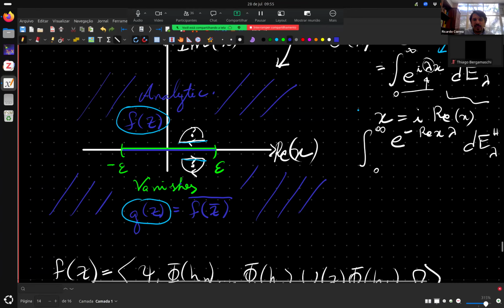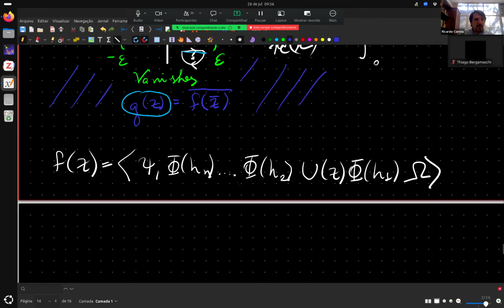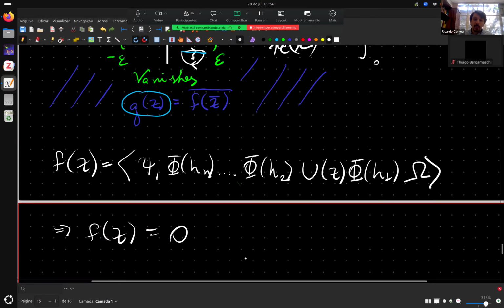But if the function vanishes in this whole blue region, the only part that's out is the white part, the white piece of real line that is out, but the function f is continuous on the real line. Well, then there is not much that remains to happen. So that implies that f of z is 0 on the whole real line.